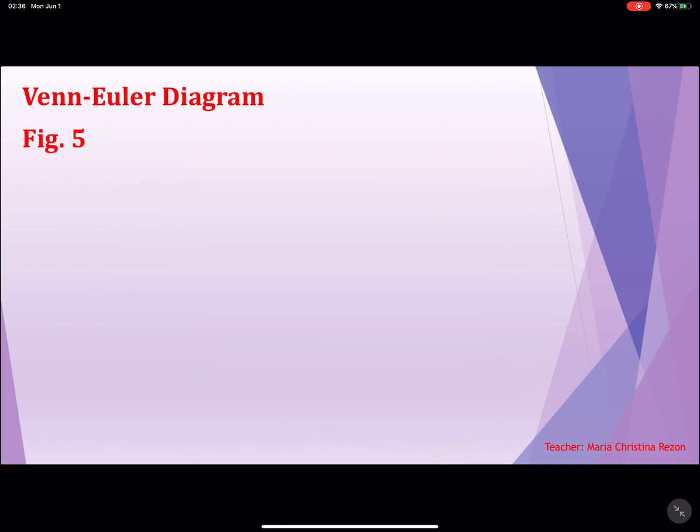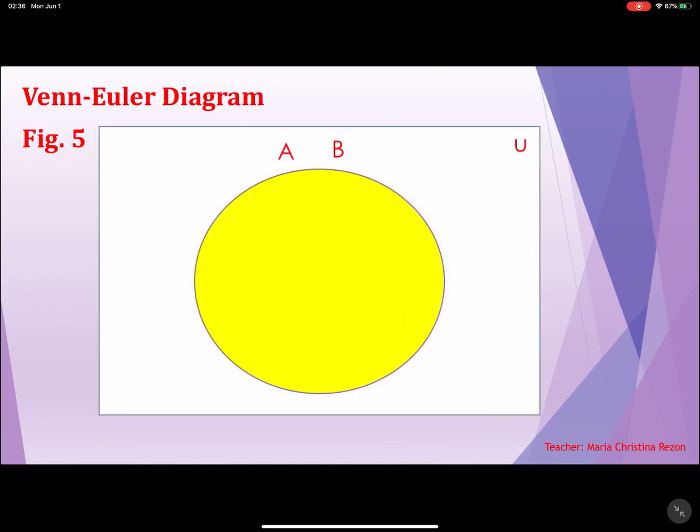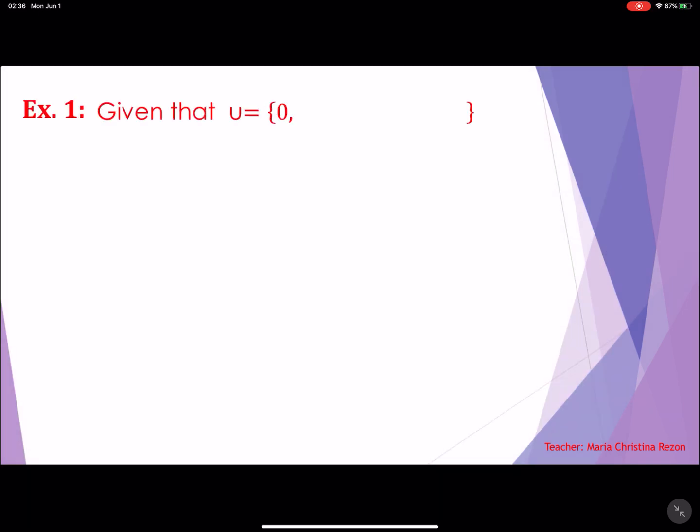Then the fifth relationship that we can have here: A and B look like just one set, but actually A and B are what we call equal sets, or A and B are equal. Then let's have some examples here.